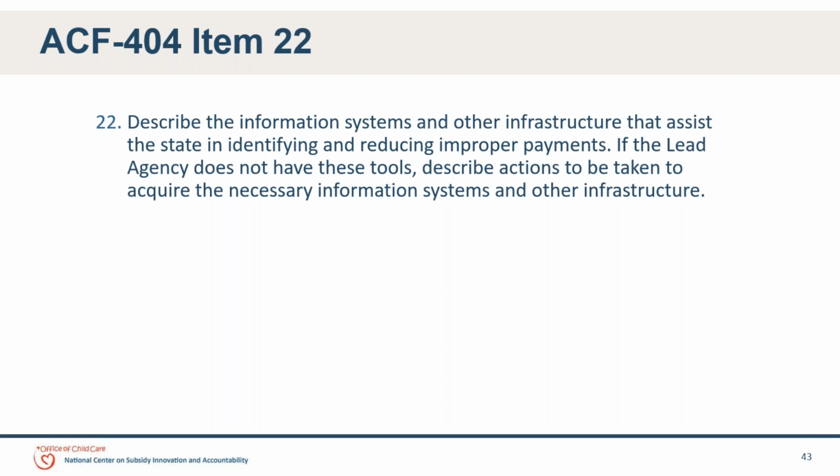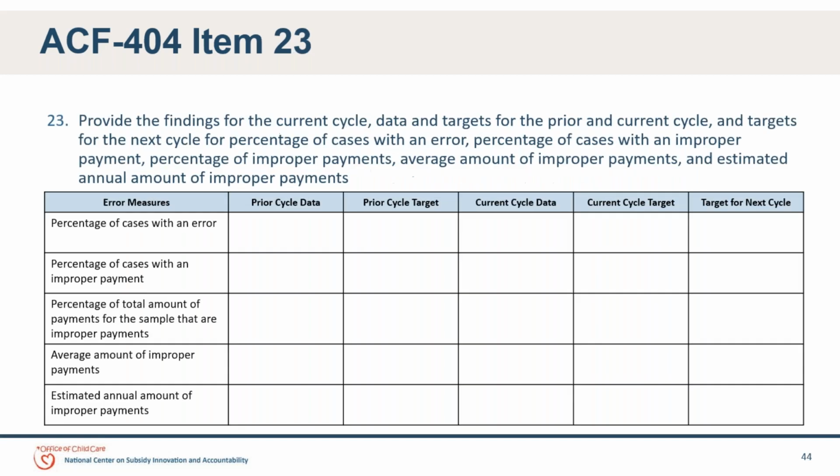For item 23, I alluded to this one a little bit earlier, but this item is all about the error measure data or targets for the prior, current, and next cycle. Just another little footnote here maybe, this item is also where OCC pulls the national measures for the current cycle data that they report on each year in that agency financial report. This is a pretty important item, at least from OCC's perspective.